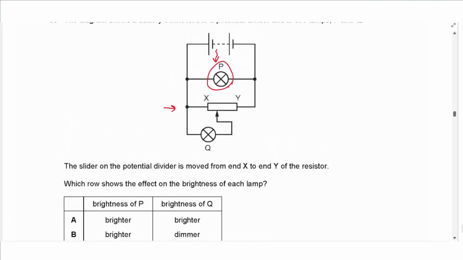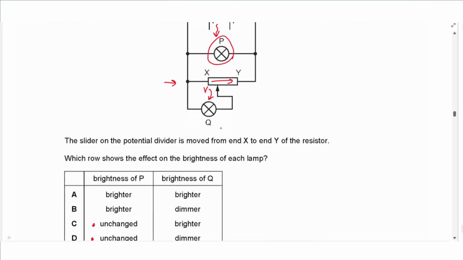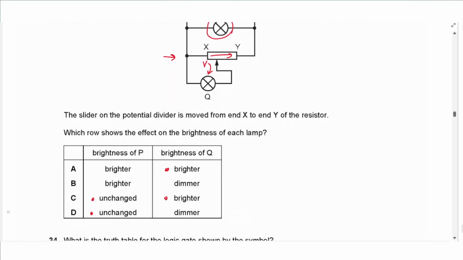For lamp Q, moving from X to Y increases the length of the resistance, so it increases the voltage across it and increases the voltage going to the lamp, so the current in the lamp increases and it becomes brighter. So the answer is C.